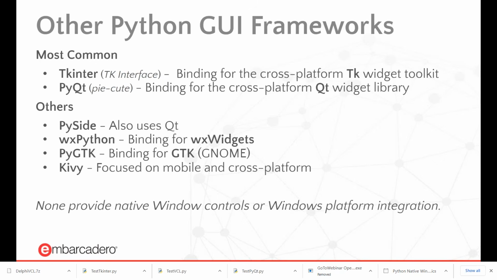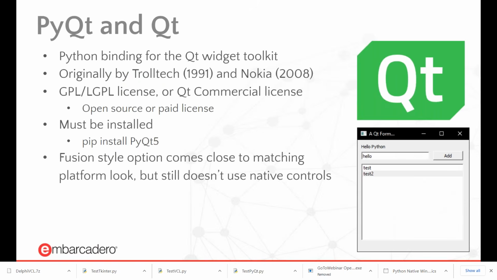So one thing we observed is none provide native window controls or Windows platform integration. If you see, only one thing is partially supporting, like Tkinter, I think. Remaining, nothing is supporting the native Windows controls or Windows platform integration. We'll see that in some of the demo, how the UI looks compared to the other frameworks in the coming slides. So I will just show this PyQt and Qt.